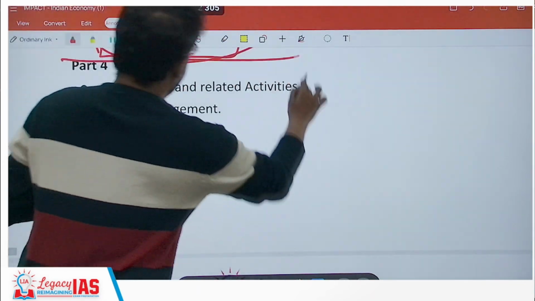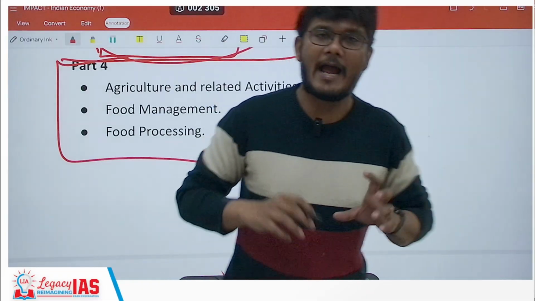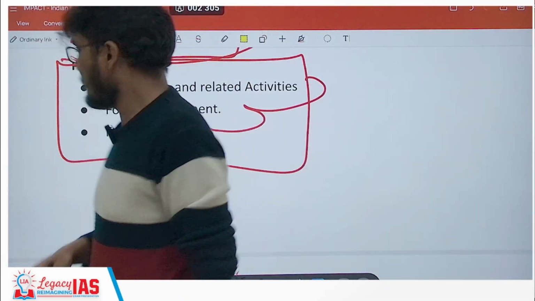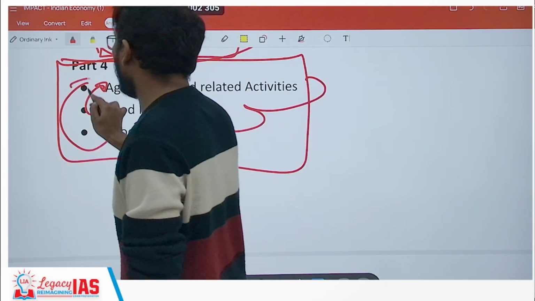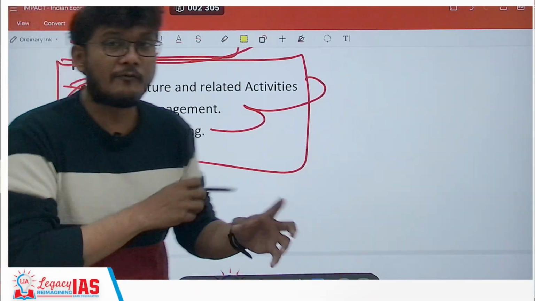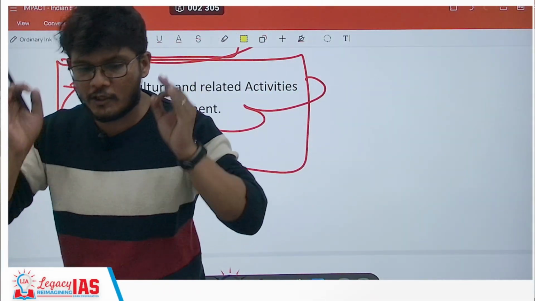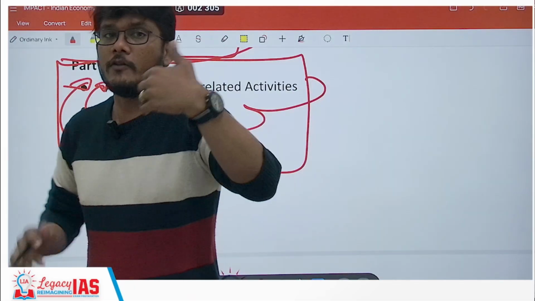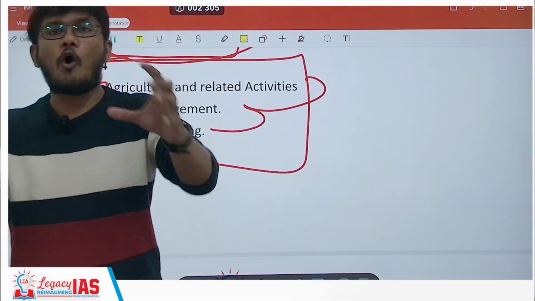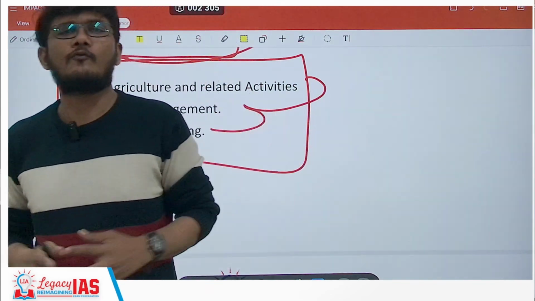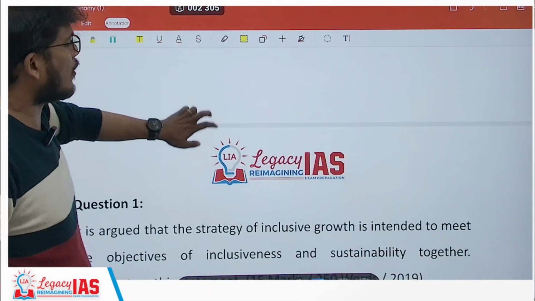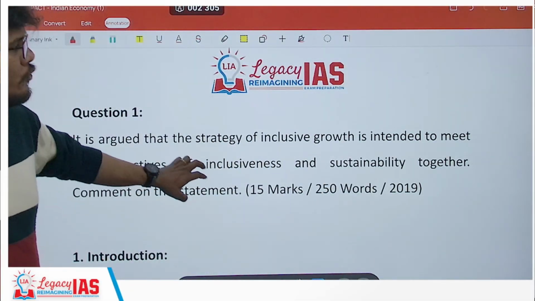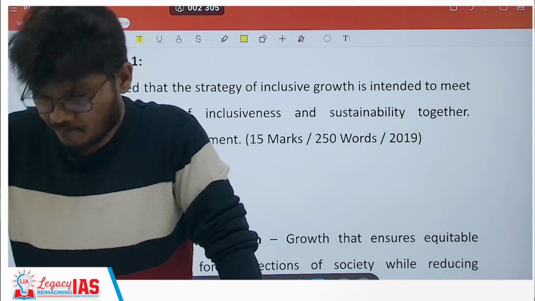And the fourth part, a very important part, will be agriculture and related activities. Plus, we'll include food management and food processing also here because these are related to agriculture. Even food processing is related to agriculture. Now, in this session, we'll be focusing on improving your answer writing. There are certain expectations which have already been set from class 1, that is the content part, the understanding part should already be present with you, and that should not be an issue for any serious aspirant. Here we will specifically focus on improving your answer writing skill with the help of the PYQs and the sessions that we will conduct. So let's get started.